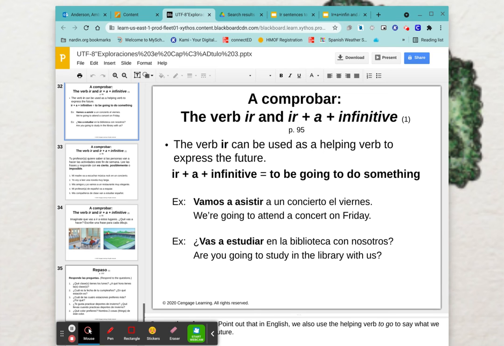So vamos a asistir a un concierto el viernes. Or we might say, vas a estudiar en la biblioteca con nosotros. So here we're asking, are you going, vas, because it's tú, a estudiar en la biblioteca con nosotros? So we have that construction that we're using in Spanish.